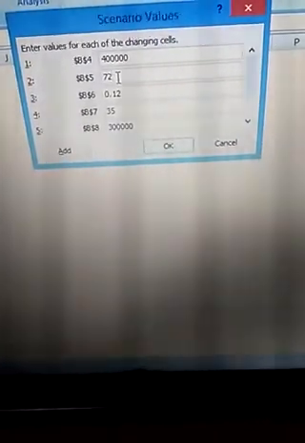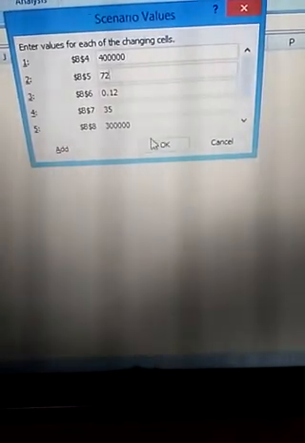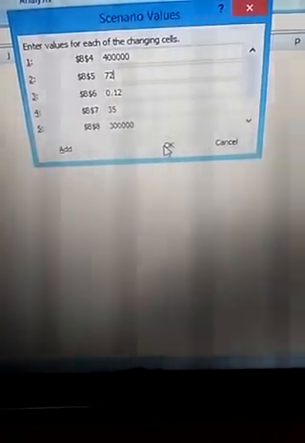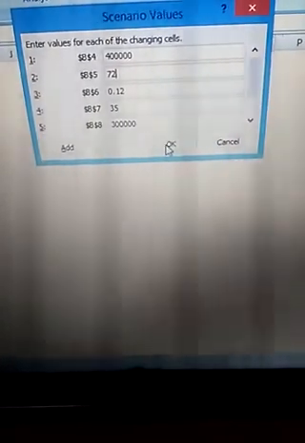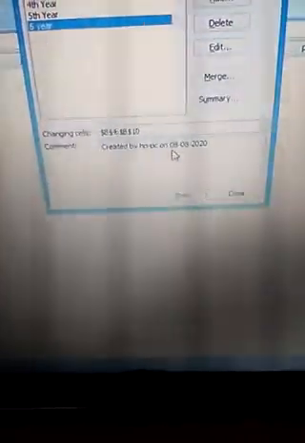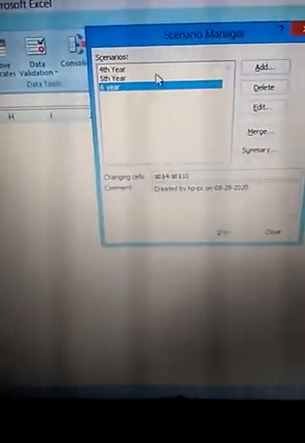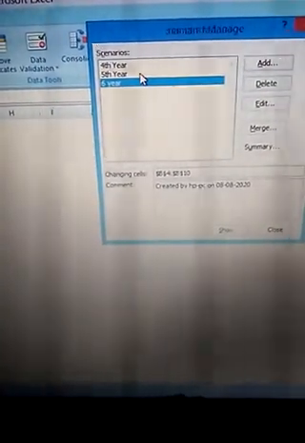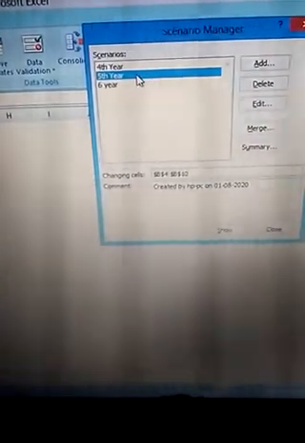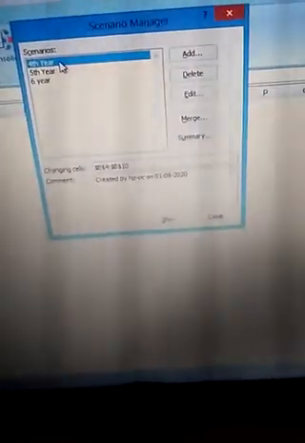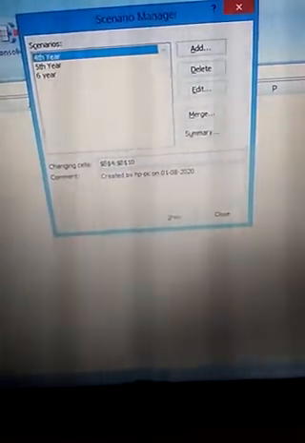So I have made the B5 value 72, that is the number of installments I want to pay in 6 years. Click on the OK button. So the 6 year scenario is appearing. Now you will see that in 6 years we have 72. In the 5th year we have 60, and in the 4th year I have made the number of installments 48.